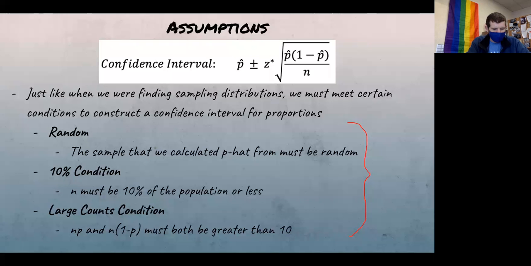The large counts condition tests for normality. If it passes the large counts condition, then we can assume it's a normal distribution, and then all the calculations that we do based on this will work. The way we test that is n times p and n times 1 minus p must both be greater than 10. With our polls data that we just used, there was no danger. We passed all these conditions, so that's good.